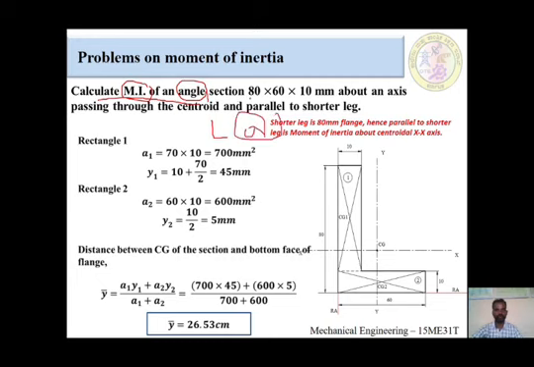The specification they have given is 80, 60 and 10. All proportions are given in millimeters. About an axis passing through the centroid and parallel to the shorter leg. This point is very important: parallel to the shorter leg.